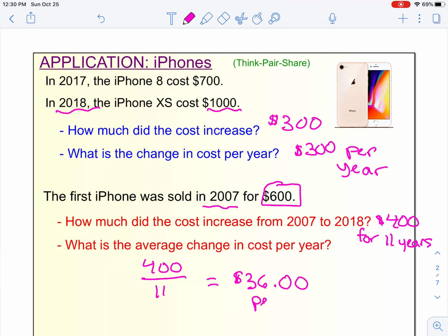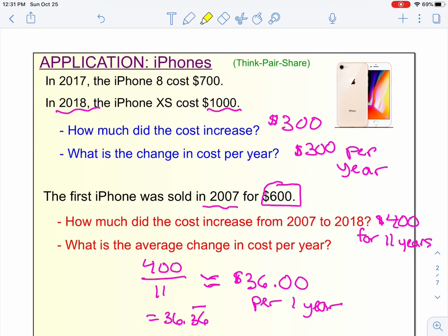$36 per 1 year. So again, you take 400, that's how much it was for 11 years, divide it, split it equally among the 11 years, and it actually ends up to be approximately $36 and about 36 cents. So that means that it's about $36 for each year.